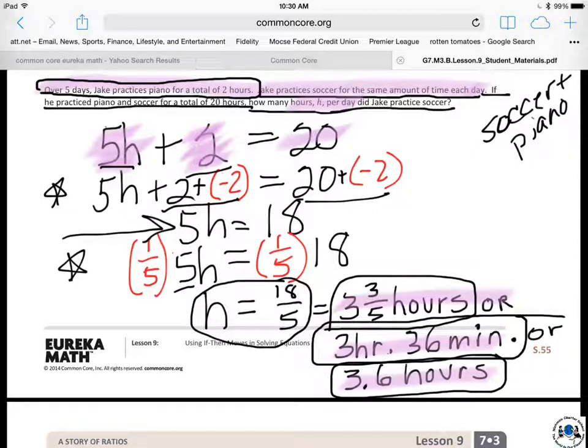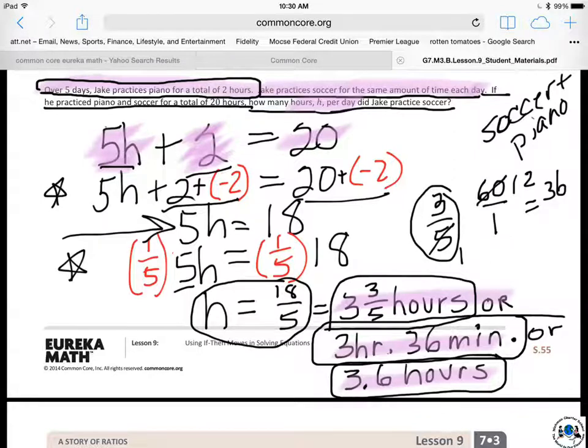How do I come up with the 36 minutes? I have to look at my 3/5. If I do 3/5 times 60 over 1, I can do this, and that is 1 and 12, and that is 36. So what I've done is taken 3/5 of 60 minutes, and of course, that's going to be multiplication. 36 minutes. Alrighty.